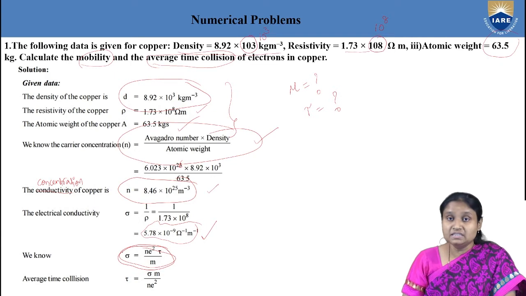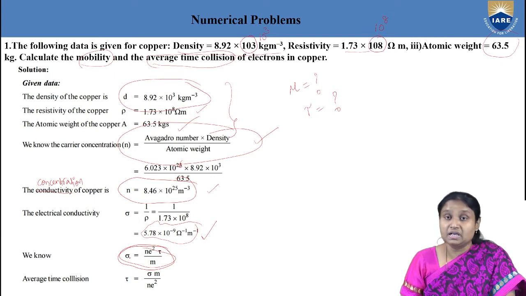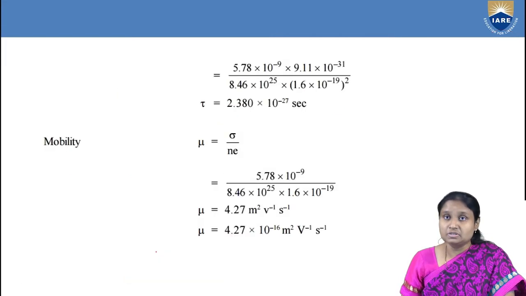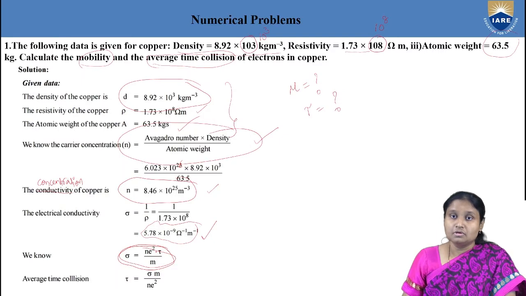And if you look at this relation, sigma refers to conductivity, N is our carrier concentration, and of course e is the charge of electron, and tau. When we talk about this tau, tau is the mean collision time, and of course m. So here we have our m.